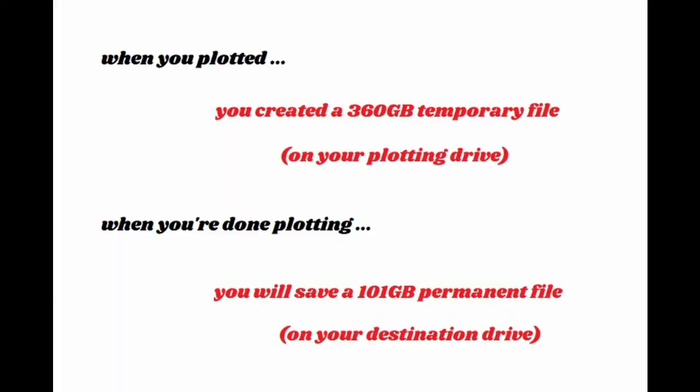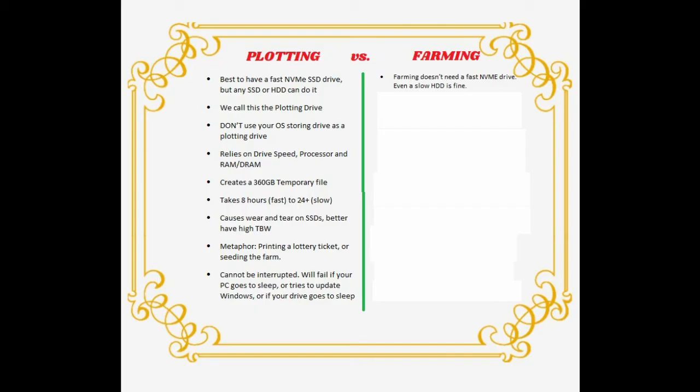Plotting results in the output. Let's recap. Plotting makes a 360 GB temporary file, but it doesn't save that full 360 GB permanently. What it does do is output a 101 GB permanent file, which you can consider one farm. That allows us to begin the second process, farming.